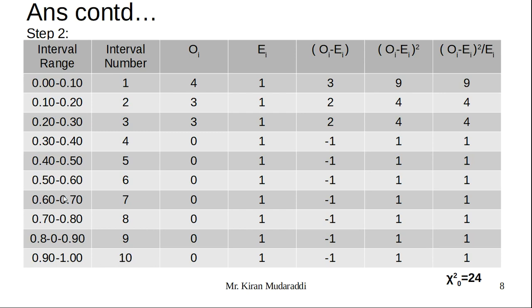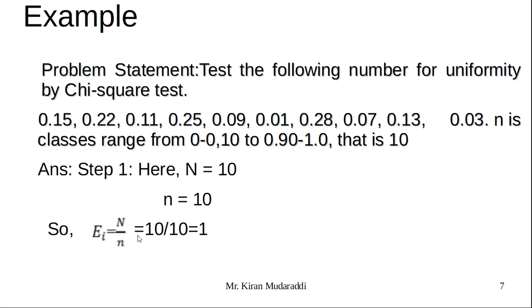This is the number of classes, lowercase letter n. So therefore, capital N is 10, lowercase letter n is also 10. It is 10 divided by 10 equals 1. So we calculated in step 2 EI, the expected number.